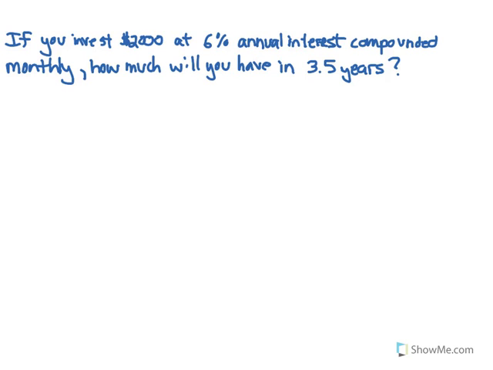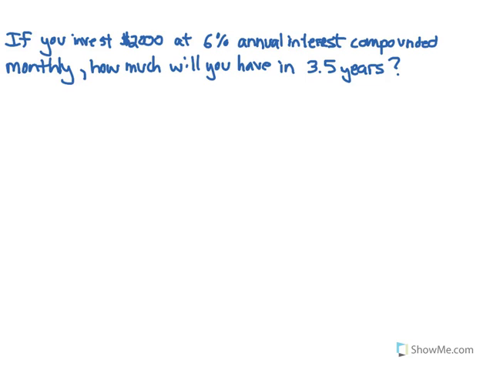This is generally found in high school math when you're learning about compound interest. Let's read the question and see what sort of formulas and keys we can pick up on to see how to solve the question. So, if you invest $2,000 at 6% annual interest, compounded monthly, how much will you have in 3.5 years? Okay, so we can tell that this is a money problem.